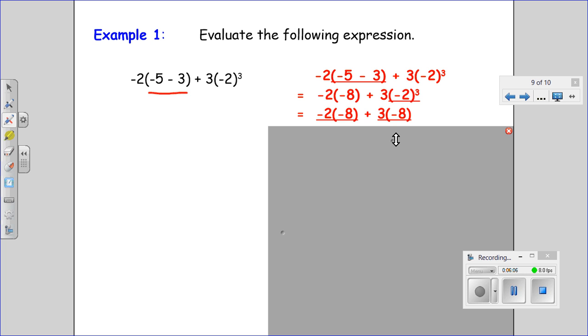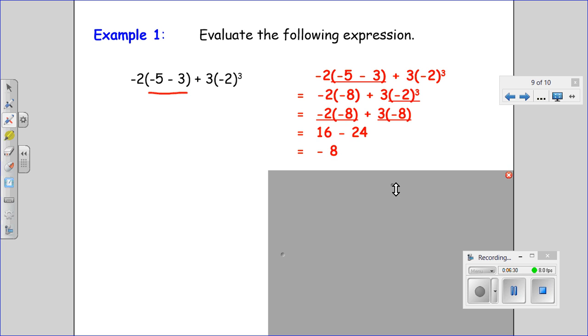When I look at negative 2 times negative 8 and 3 times negative 8, they're both multiplication separated by an addition sign, so I can evaluate them both at the same time. And a negative times a negative is a positive, so I get positive 16. And a positive times a negative is a negative, so it's negative 24. And there are more negatives than positives, and there are 8 more negatives, so the answer is negative 8.